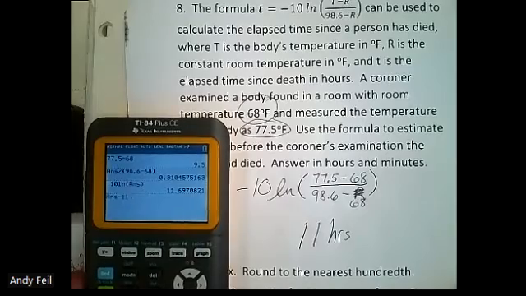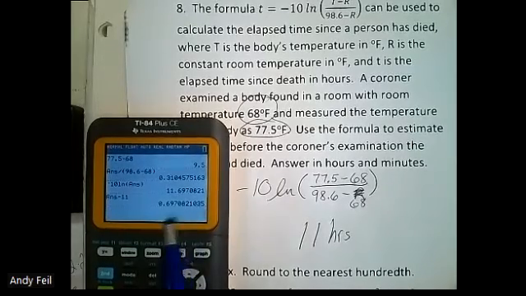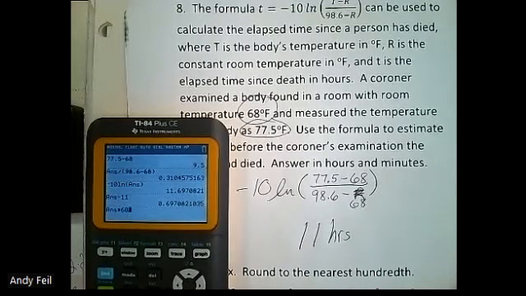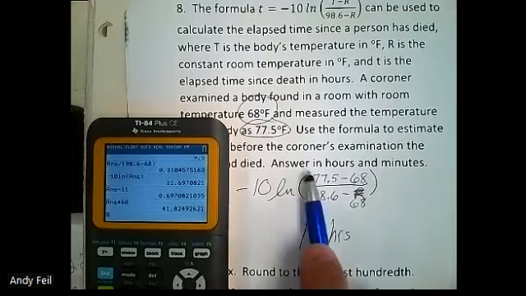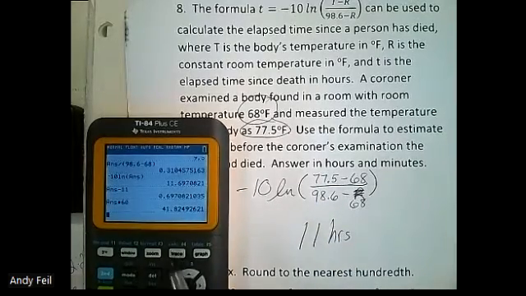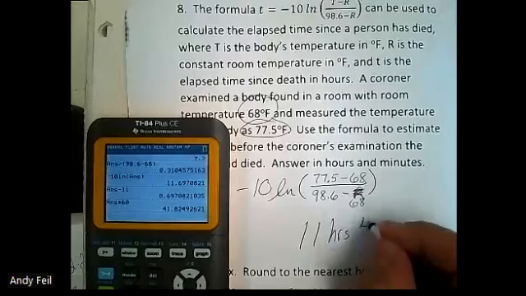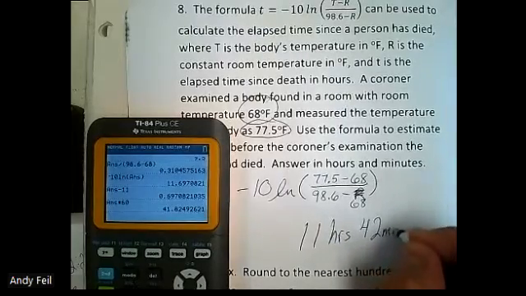Subtract it. But don't round anything off. I want that whole big ugly decimal on there before I multiply by how many minutes in an hour? 60. Then round it off to what? The nearest minute, because it says hours and minutes. So how many minutes is that? 42 minutes. That's the right answer.